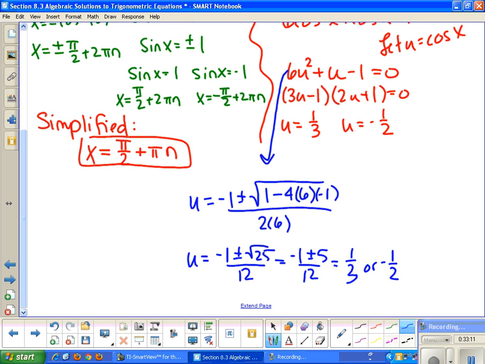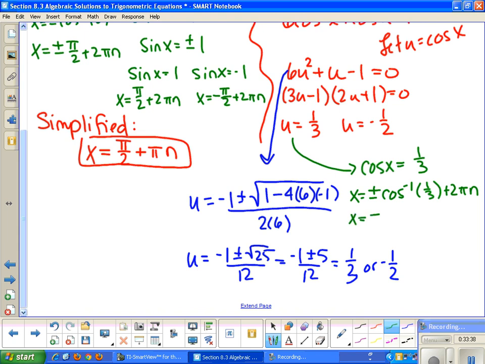So again, even if you forget how to factor, use a quadratic formula to find your solutions. Now the last step that we would have to do is substitute my cosine of x back in. So for this one, I get the cosine of x is equal to 1/3. So to find my solutions, I do x is equal to plus or minus the cosine inverse of 1/3 plus 2 pi n. So when I do this on my calculator, because it's not on my unit circle, I get x is equal to plus or minus 1.2310 plus 2 pi n.